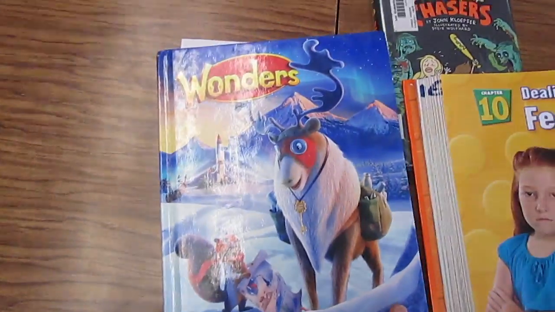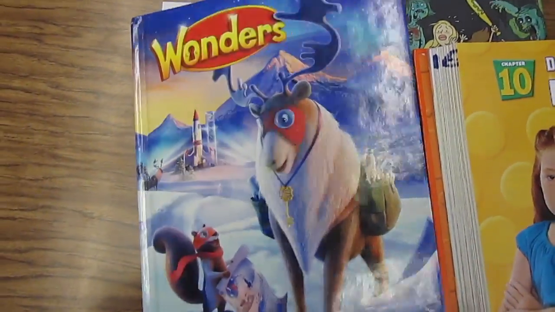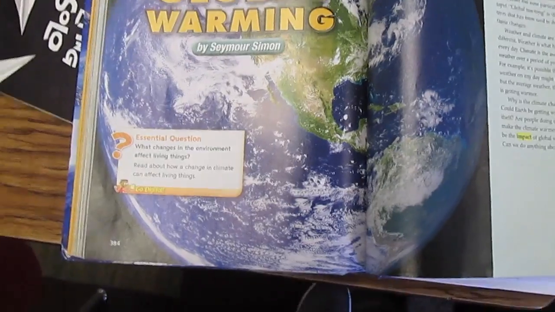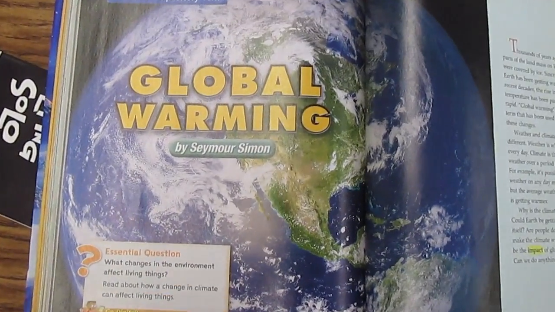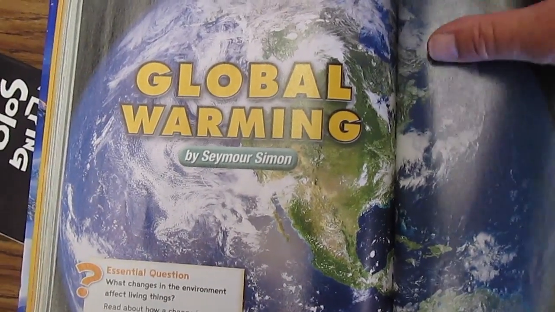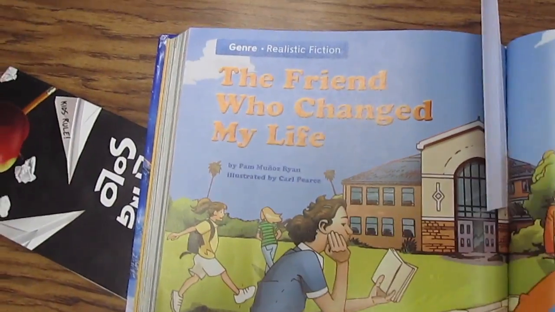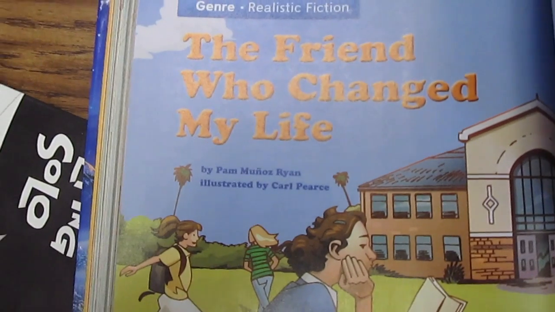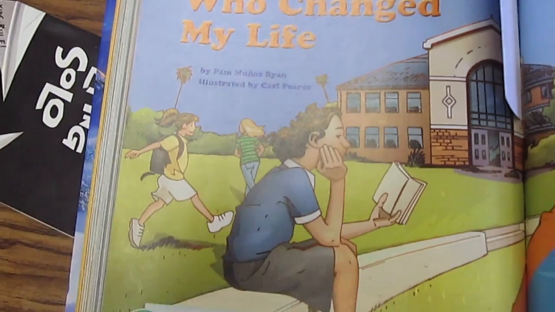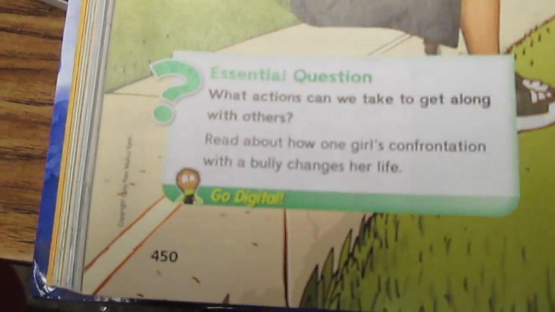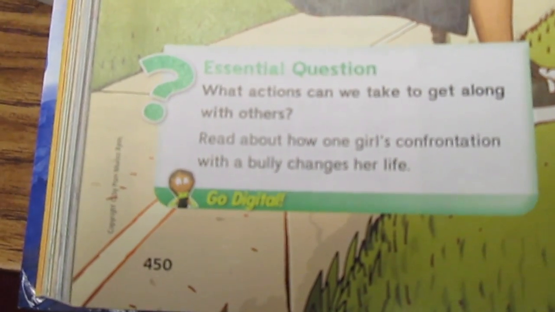Okay, so in your Wonders book, that's this book right here, you're going to be reading page 384. Page 384 is on global warming. And when you get done with that, you're then going to be reading this story. This is The Friend Who Changed My Life. The Friend Who Changed My Life is on page 450.